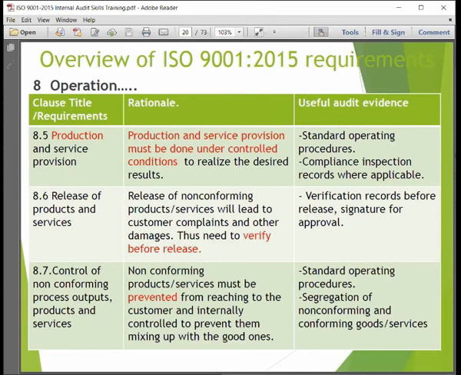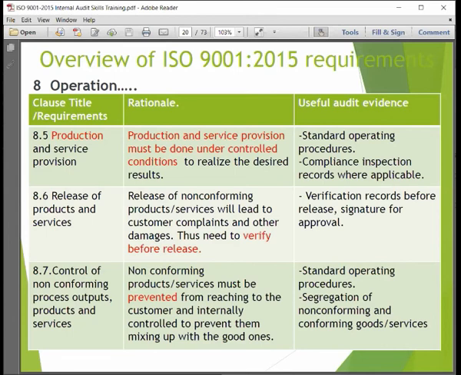Compliance inspection records where applicable. If there are people even from outside who have been coming, let's say like the IRA, and they are doing inspection, yes, those records show that whatever is being done here is under controlled conditions.